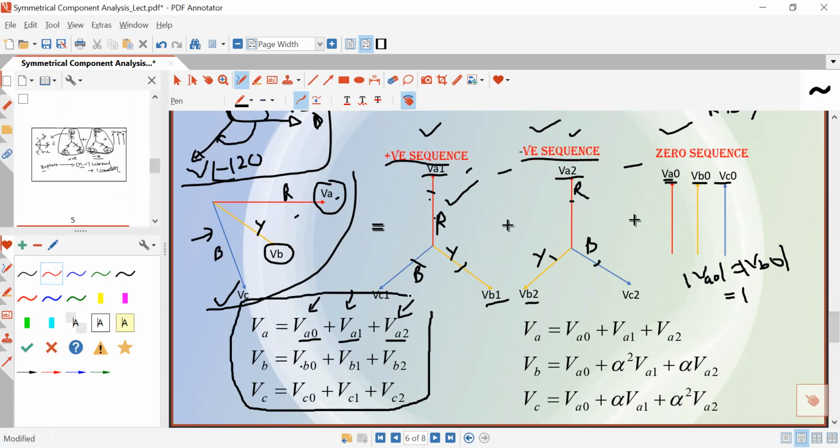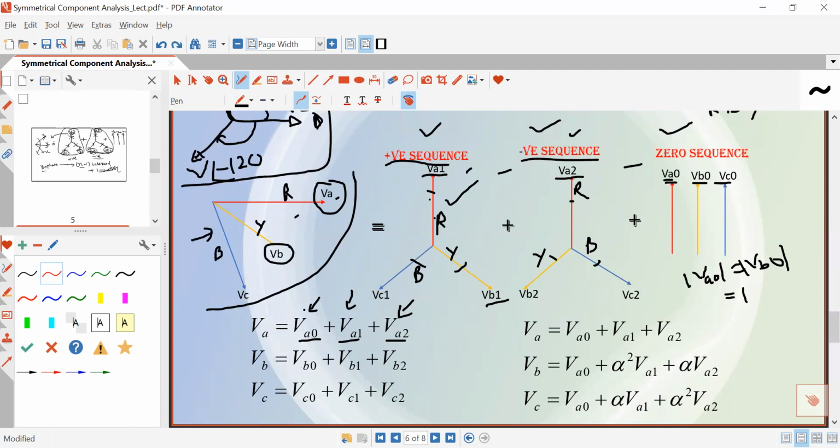The set of unbalanced phasors is resolved into two balanced phasors and one zero sequence component. This theorem is called Fortescue theorem.